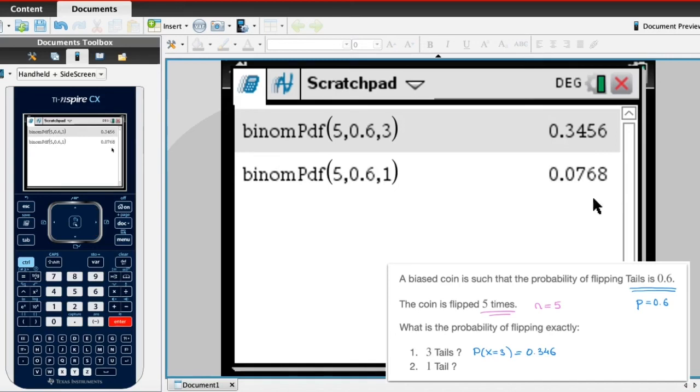And there we have it. The probability of flipping exactly 1 tail within 5 flips of this coin is 0.0768. And there we have it. That's how we can calculate probabilities with the binomial probability distribution function with our TI Nspire. And that's it for this tutorial.